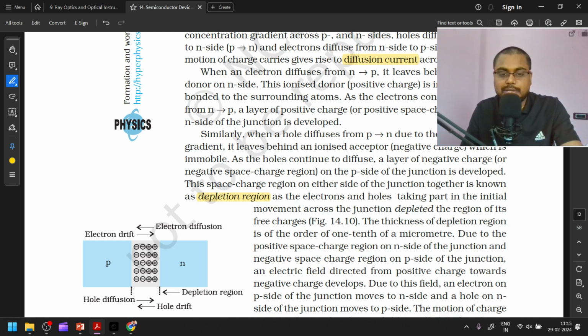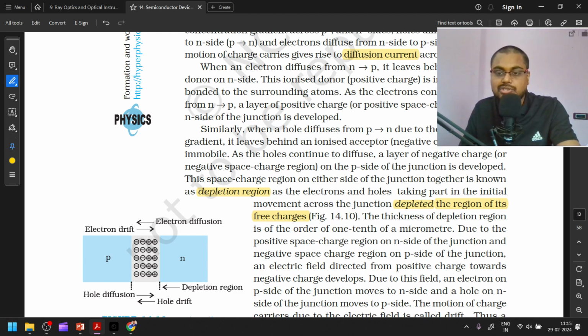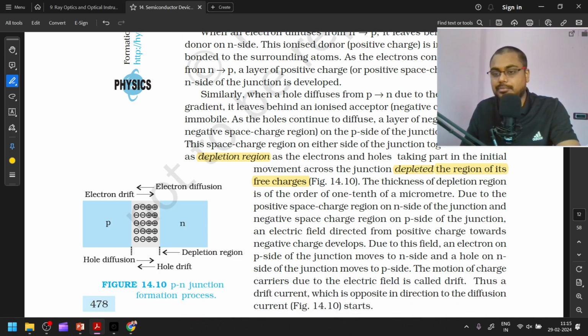Okay, the space charge region on either side of the junction together is known as the depletion region, as the electrons and holes taking part in the initial movement across the junction depleted the region of its free charges. Okay, the region is depleted. The thickness of the depletion region is of the order of 1/10 of a micrometer.